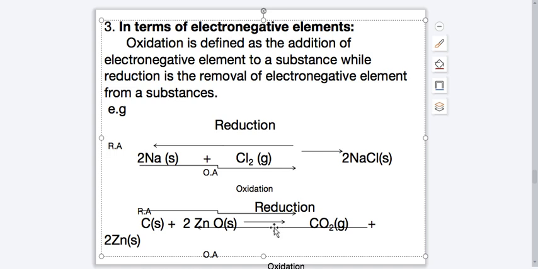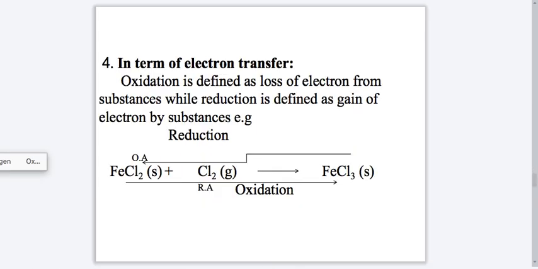We have explained that C becomes CO2, that's oxidized, and ZnO becomes Zn, that's what? Reduced. So another way of defining these terms is in terms of transfer of electrons. When there's loss of electrons, the substance oxidizes. When there's gain of electrons, that substance reduces. Oxidation is defined as loss of electrons from a substance. Reduction is gaining of electrons by a substance.